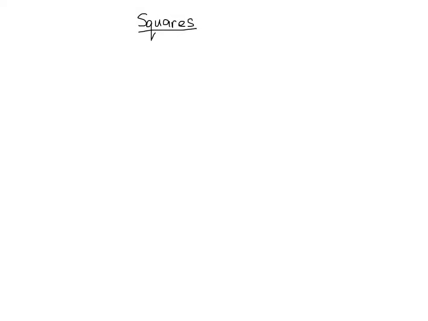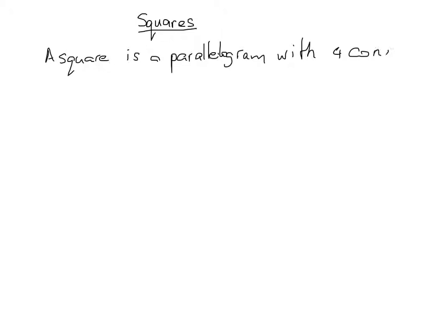In this video, we're going to look at the definition of a square as well as its properties. So a square is a parallelogram with 4 congruent sides and 4 right angles. So let's write that down. So again, there are 4 congruent sides and 4 right angles.